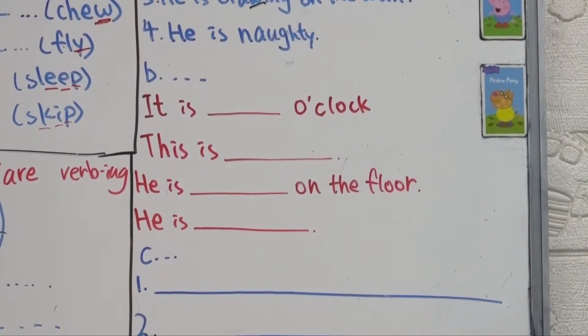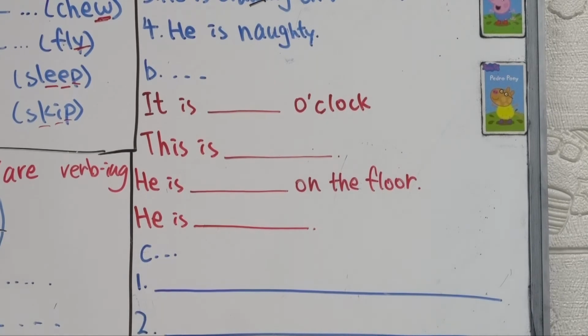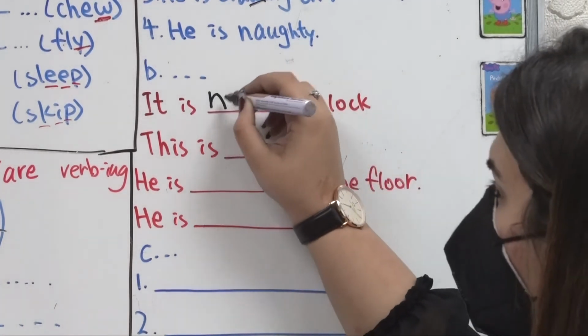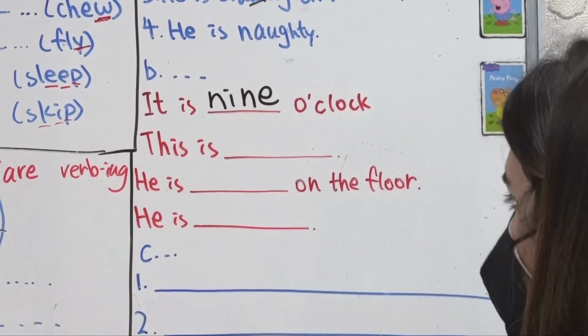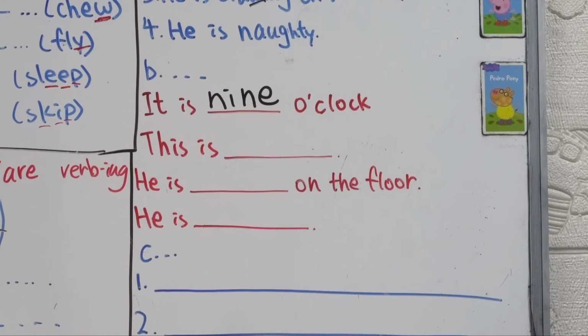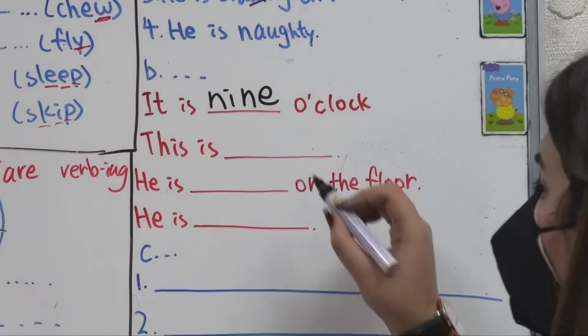So what time is it? What time is it in B? The time is 9 o'clock. Yes, 9 o'clock. How do we spell 9? N-I-N-E. Good. What is the name of this person in the picture right next to the sentence? That is Kenny. Yes, Kenny. How to spell Kenny? Just copy.